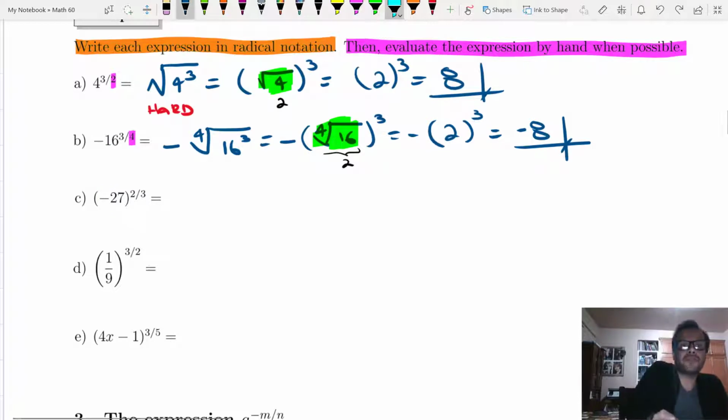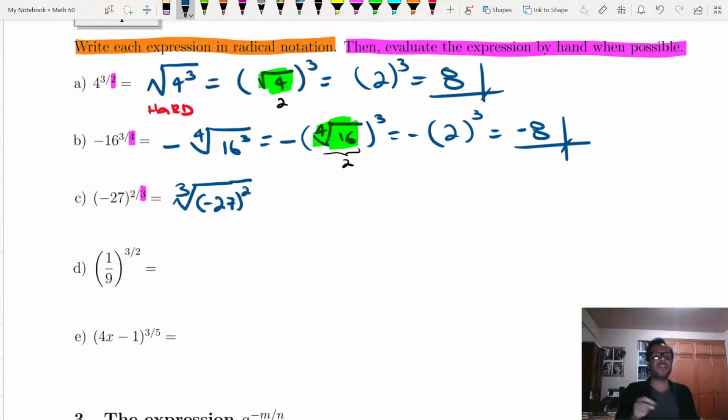Okay, let's identify the denominator of the rational exponent. So in this case, the denominator of the rational exponent is 3. That means the index of the radical is 3. And inside, I'm going to obtain a negative 27 raised to the second power, all right? Again, you don't want to raise the number 27 to the second power.